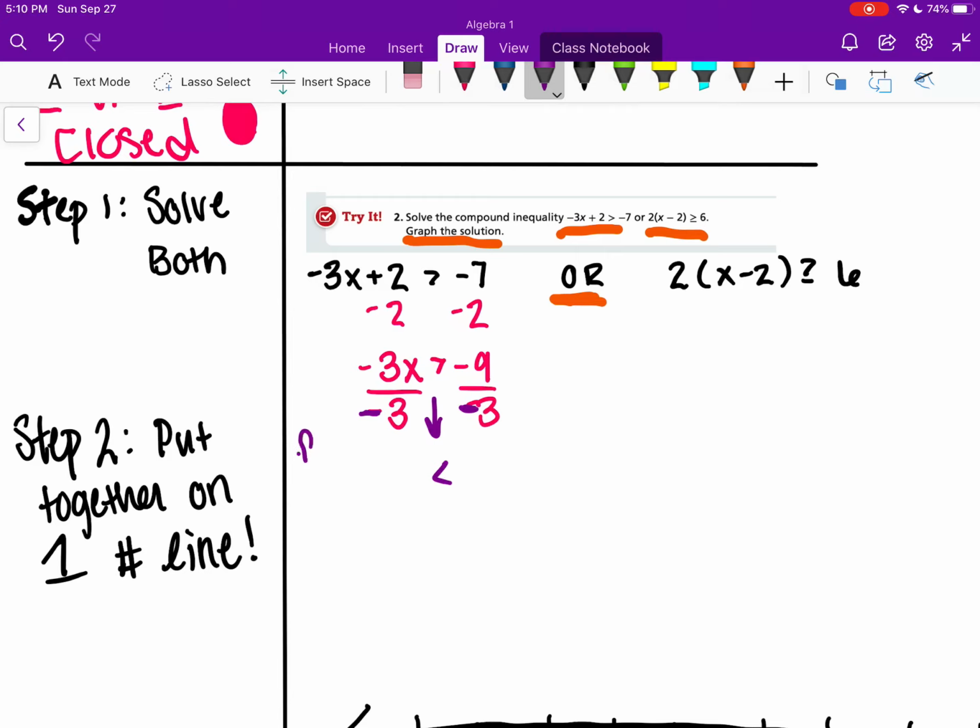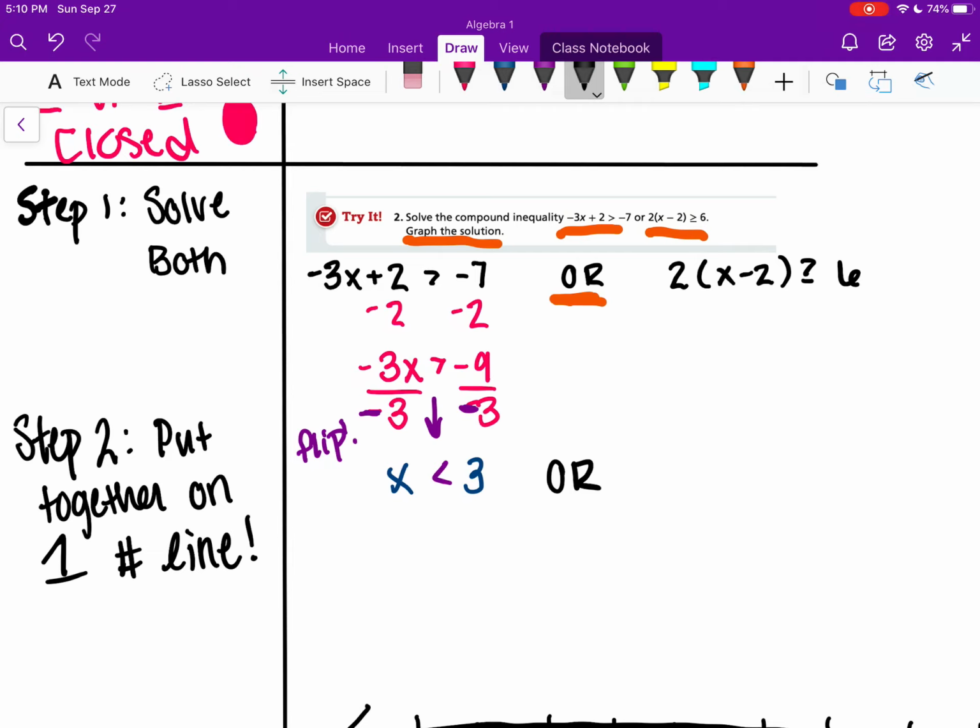So don't forget to flip if we're dividing by a negative. And then my answer is going to be x is now less than 3. So I've solved the first one. Awesome. I'm going to remember that this is an or statement because sometimes we can be an and or sometimes we can be an or. This or that, or this and that.